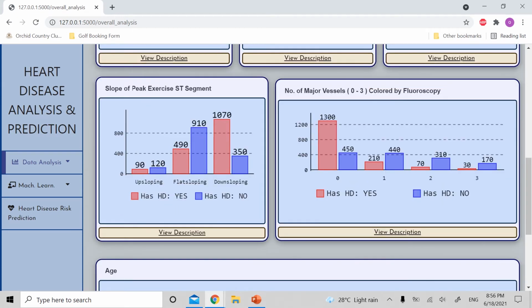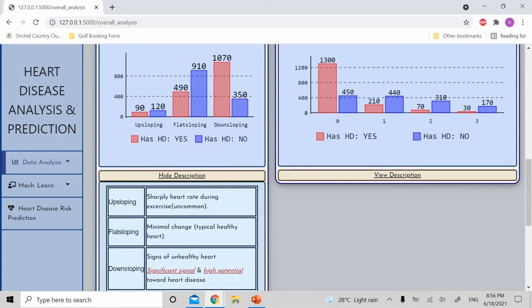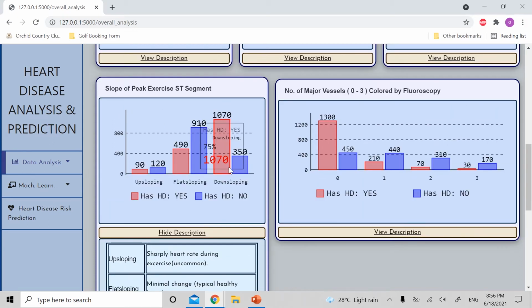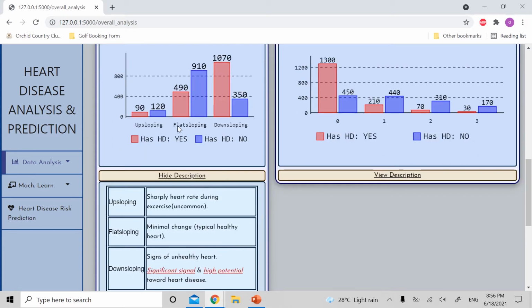For the slope of peak exercise, we can see that the downsloping is higher. You can see that it is 75%, which means this is a significant signal or high potential toward heart disease. While the flat sloping is a typical heart rate measure, the upsloping is a sharp heart rate rise during exercise, but it is still uncommon.